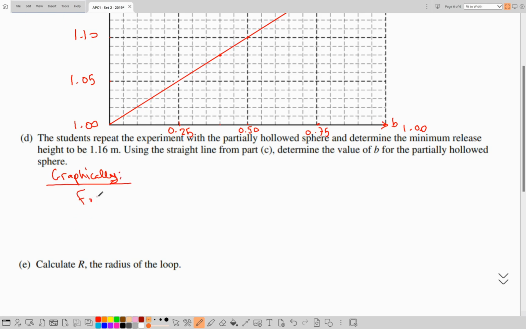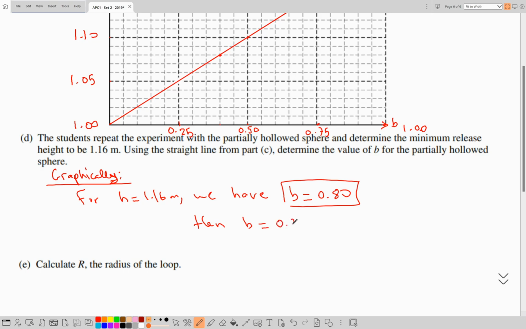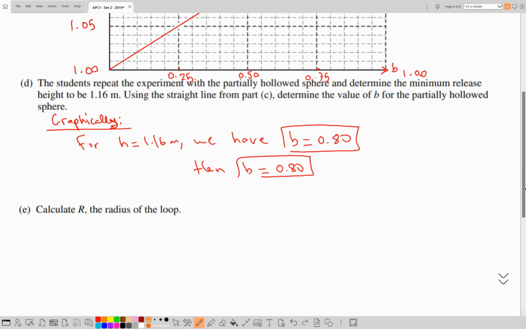To indicate that we have used the graph for H equal to 1.16 meters, we have that B is equal to 0.80, which means then B equals 0.80. Now they're telling us to calculate the radius of the hoop.